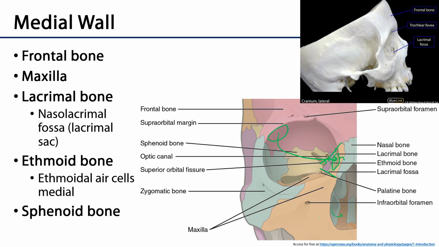That ethmoid bone is also going to be superficial to other portions of the ethmoid bone, which contain various cancellous or air-like sacs of bone called the ethmoidal air cells, which in their totality form the ethmoidal paranasal sinus.